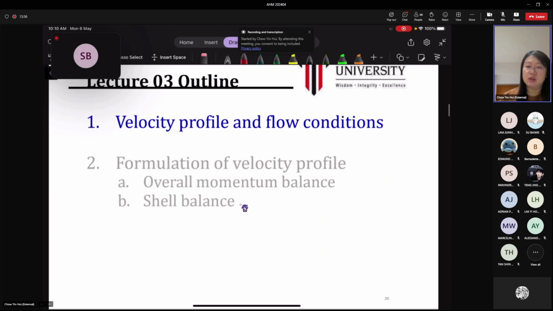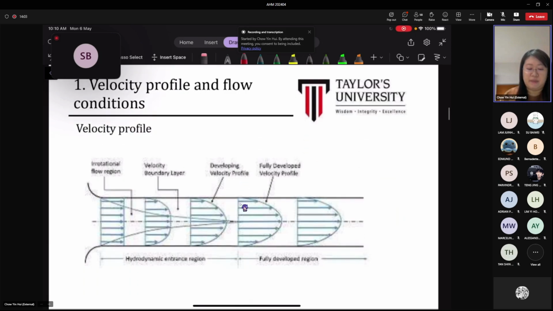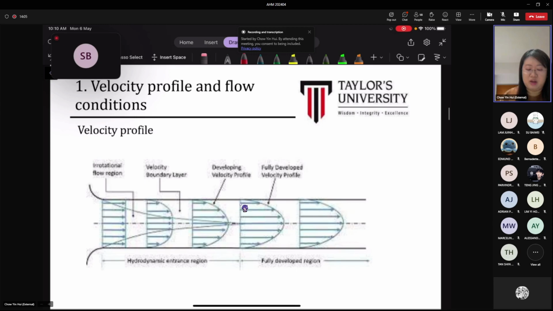Now let's look at the first part of today's lecture. We are going to talk about the velocity profile first, then we'll look at the flow conditions. So now, what is a velocity profile? A velocity profile is actually a diagram, something like this. This is our velocity profile, right? That shows us how the velocity varies in a certain geometry.